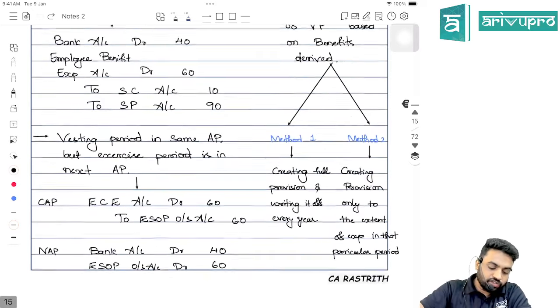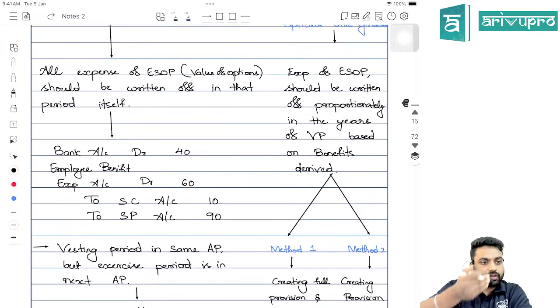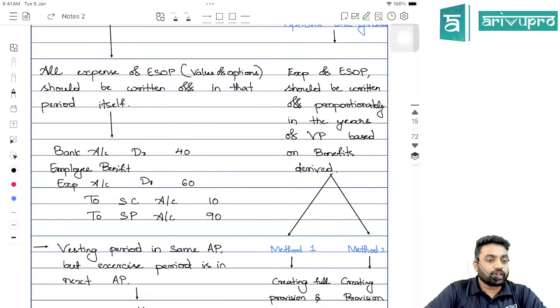Okay. So how to account for it, sir? Basically, bank account debit, whatever the employees give us, the exercise price. Employee benefit expense account debit, because it's an expense for us. How much? The value of the option. To share capital, that is nothing but the face value. To securities premium, the difference between the exercise price and face value. Here you should be very careful: it will be the difference between the market value and the face value.